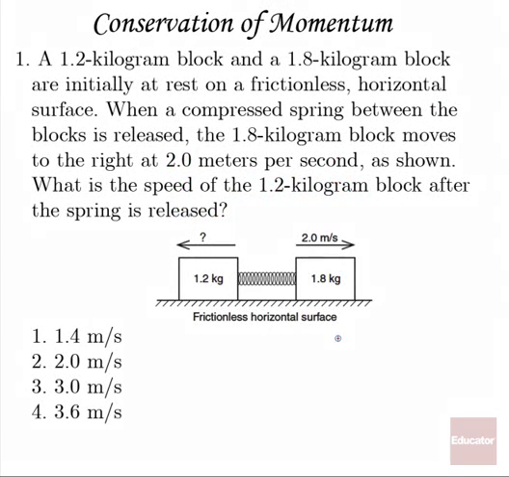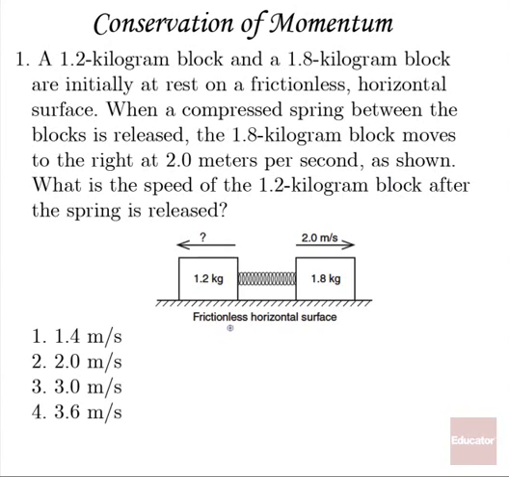Taking a look at number 1, we have a 1.2 kilogram block and a 1.8 kilogram block initially at rest on a frictionless horizontal surface. When a compressed spring between the blocks is released, the 1.8 kilogram block moves to the right at 2 meters per second as shown. What is the speed of the 1.2 kilogram block after the spring is released?